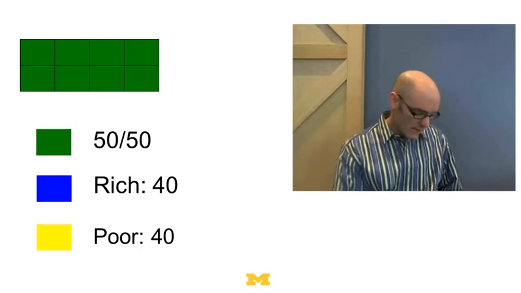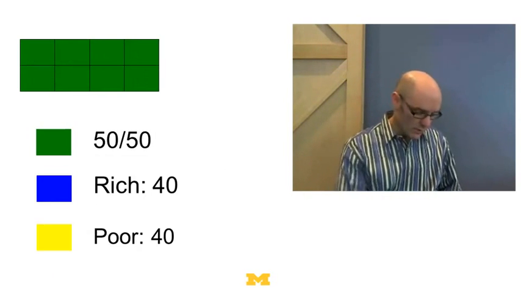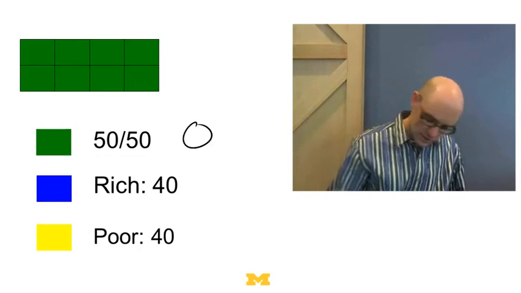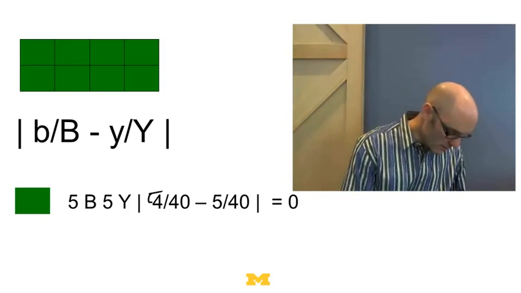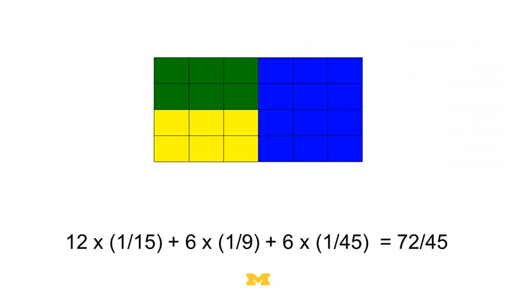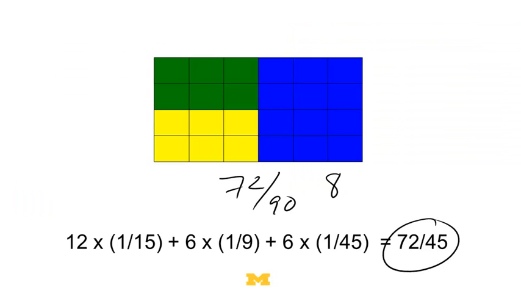So if I go to this case, where they're perfectly mixed, my score is going to be 0, because I get 5 black and 5 yellow in each district. And so I get a score of 0. And when I do the other one, I get a score of 1. Now, when I look at the other example, I got 72 over 45, which didn't make any sense. Now that's 72 over 90. If I divide this by 9, that's going to be 0.8. So that's 80% segregation, which seems pretty segregated.